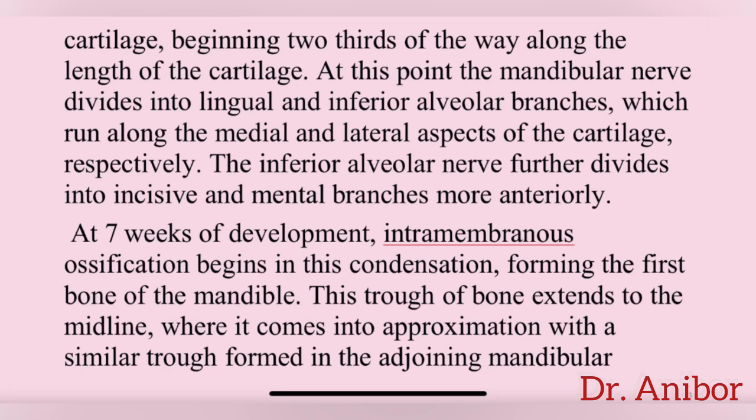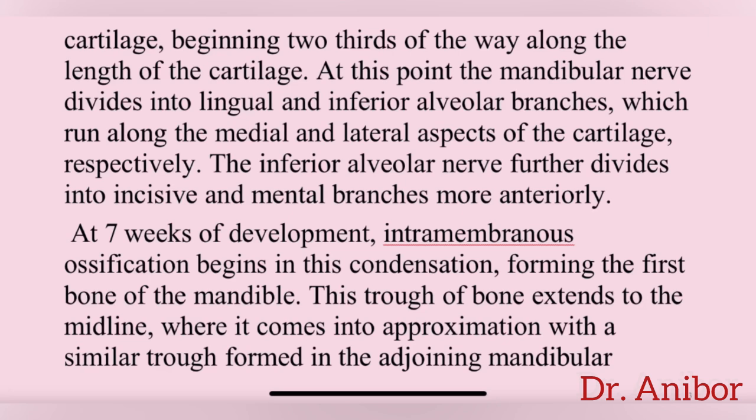At this point, you see that the mandibular nerve divides into lingual and inferior alveolar branches, and it now runs along the medial and lateral aspects of the Meckel's cartilage. The lingual nerve runs along the medial aspect of the Meckel's cartilage, while the inferior alveolar nerve runs along the lateral aspect of the Meckel's cartilage. The inferior alveolar nerve further divides into the incisive and mental nerves. So more anteriorly, you have the mental nerve.